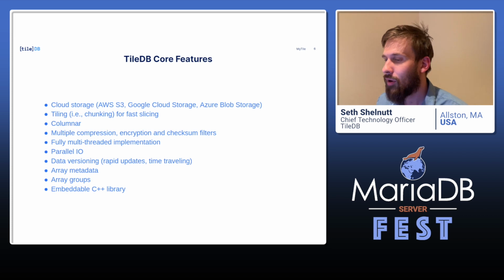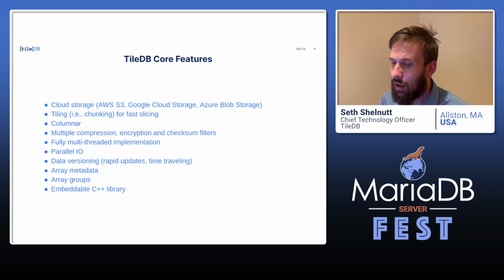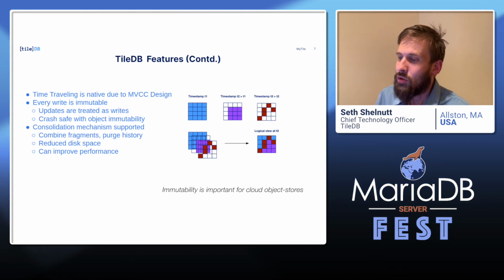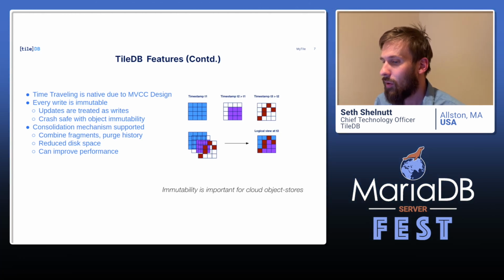The entire library is built around a fully multi-threaded implementation using modern C++ standards. We support massively parallel I/O operations, which works fantastically well with the cloud object stores. We have data versioning built directly into the format itself. This provides rapid updates and time-traveling capabilities. TileDB also supports arbitrary metadata on arrays. These are key value stores where you can put any type of metadata about an array on there. You can also have groups of TileDB arrays, and this entire thing is packaged up into a very nice embeddable C++ library.